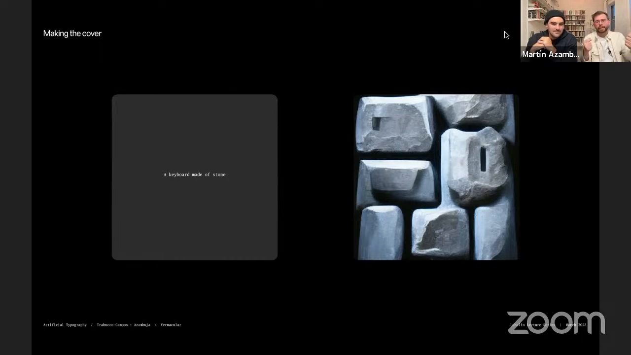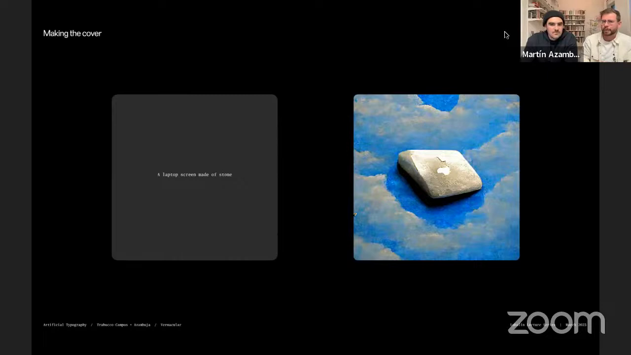So immediately we started thinking, could you do the keyboard? What are the tools that we use to do graphic design today, and how can they be brought back in time? Stone was one of them. We tested a bunch of stuff, but in the end started really responding to the idea of a laptop screen or a phone. We really like this image; the concept was strong for us.